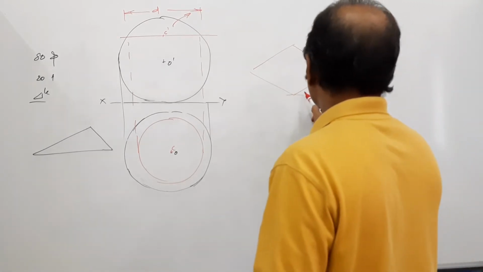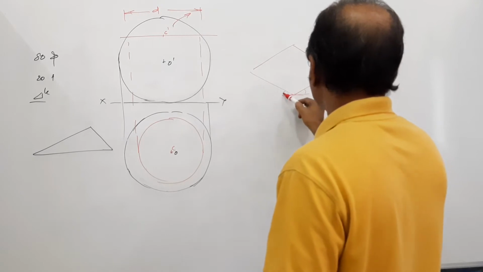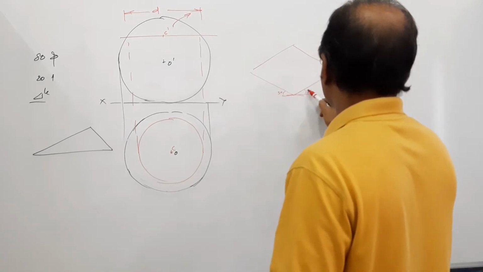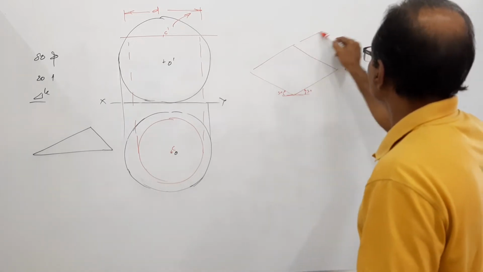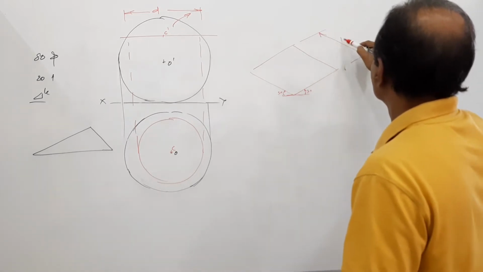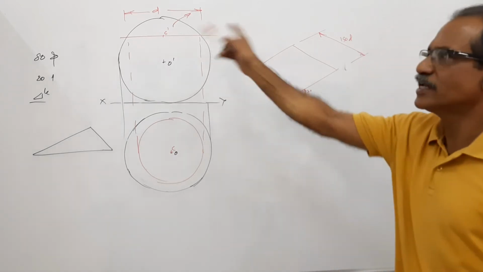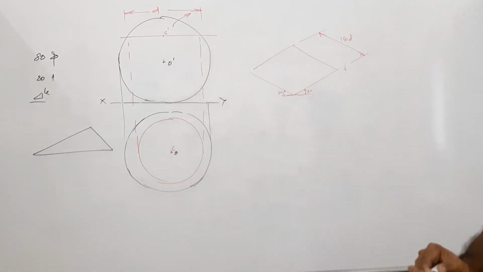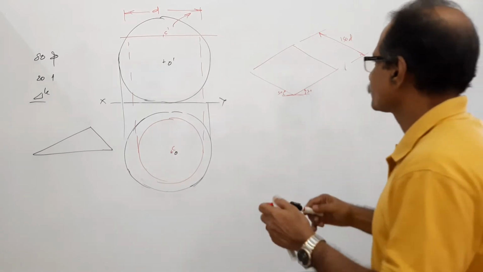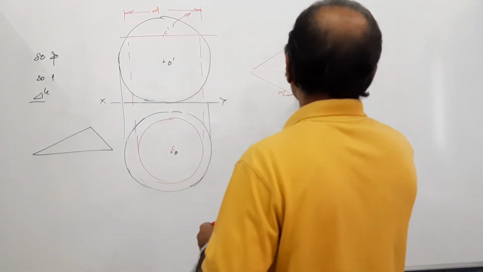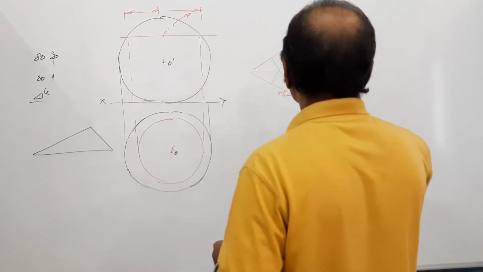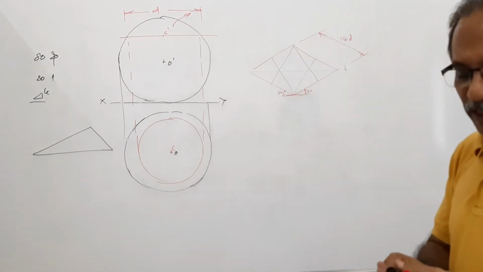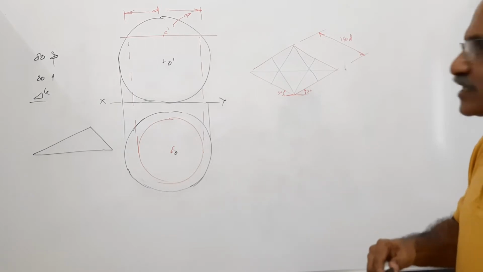30, 30. What is the side? Iso D. I hope you understand. That is D. This is iso D. Construct an ellipse inside, along the larger diagonal. You are drawing isoprojection, so you are constructing an ellipse inside.